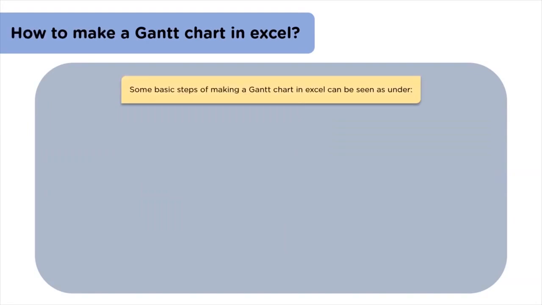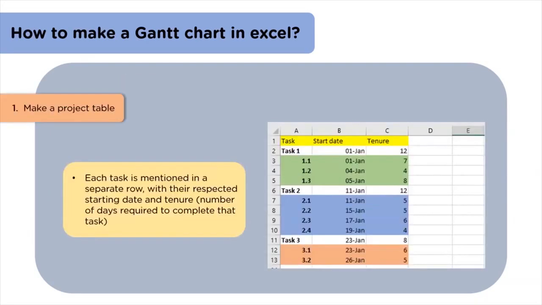Now, let's have a look at the steps that will help us in making a Gantt chart. First step we have is make a project table. We have several rows and columns. Like here, we have 3 columns. In the first column, we have the tasks. In the second, we have a start date. And in the third column, we have the duration or tenure of the task.